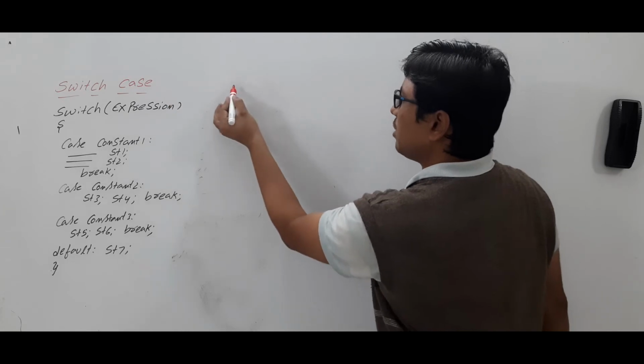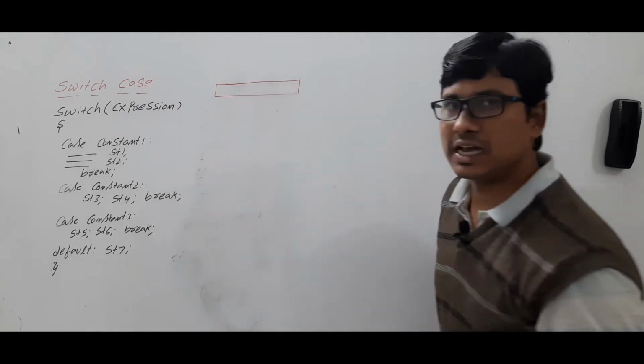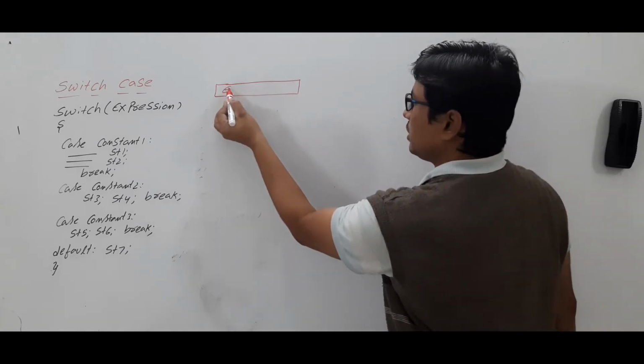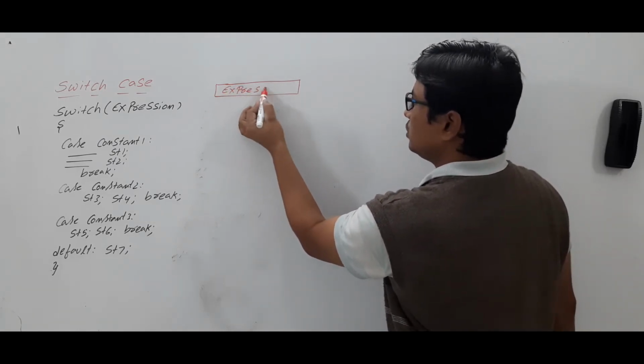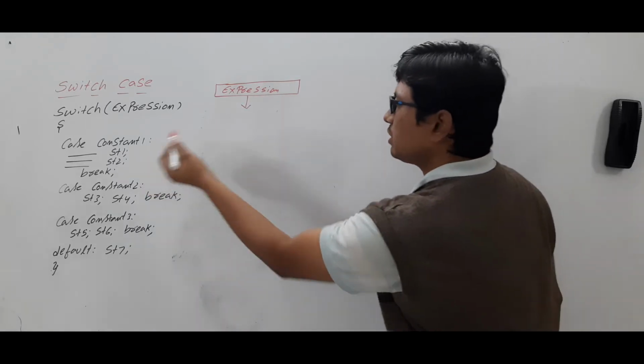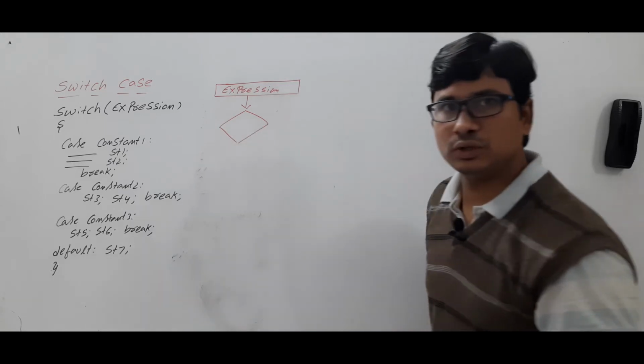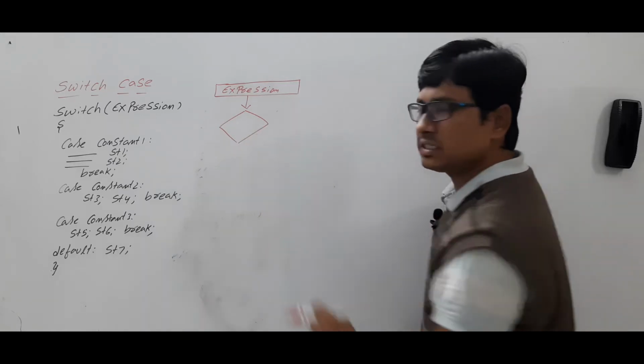Now let's take that you have an expression. You will use it in a process symbol because an expression is a processing one, so I have used a rectangle. Then that expression will be given to the case. Now, is it matching or not? So you will use a diamond symbol.